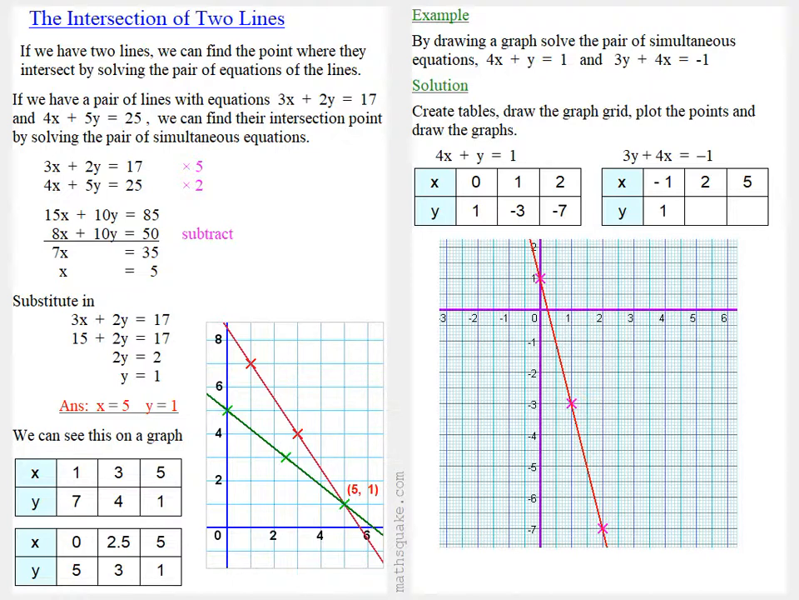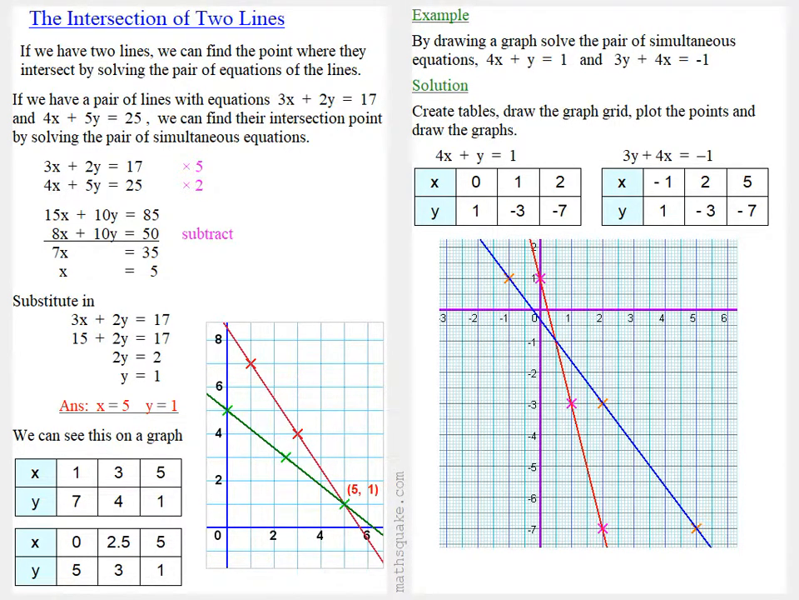If we put x as 2, we have 3y plus 8 equals minus 1. So 3y equals minus 9 or y equals minus 3. If we choose x is 5, we have 3y plus 20 equals minus 1. So 3y is minus 21, y is minus 7. We can plot these points and draw the line.